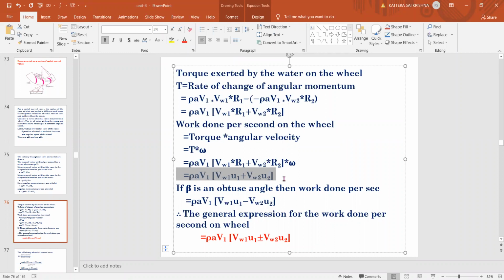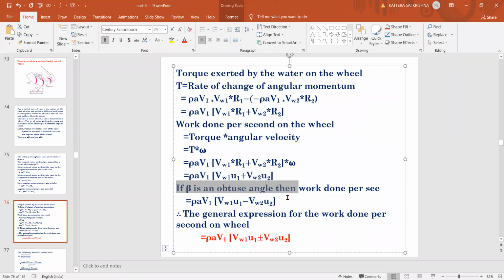If you remember what we learned previously for a single curved plate, what did we get there? We got work done as rho A VR1, because there we considered the relative velocity VR1, right? Here the only difference is rho A V1 into VW1 plus or minus VW2 into U. Since there U is constant, U1 equals U2 equals U in the case of the single blade. But the only difference here is that U1 is not equal to U2. So that is coming here, right?